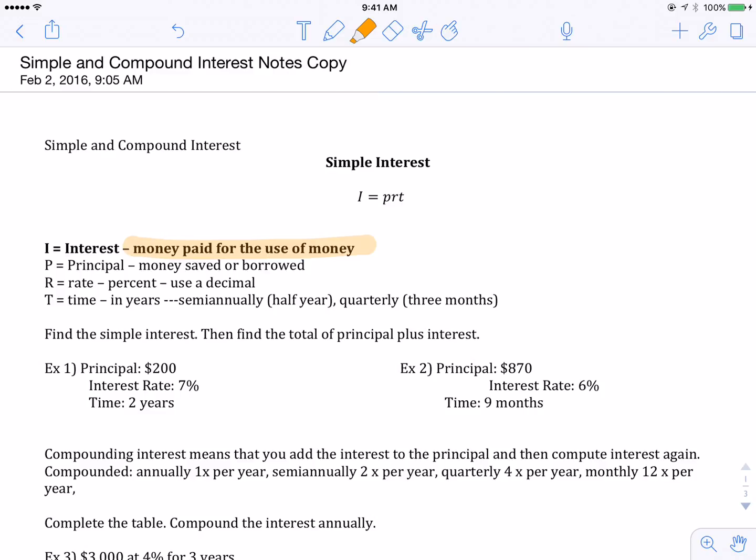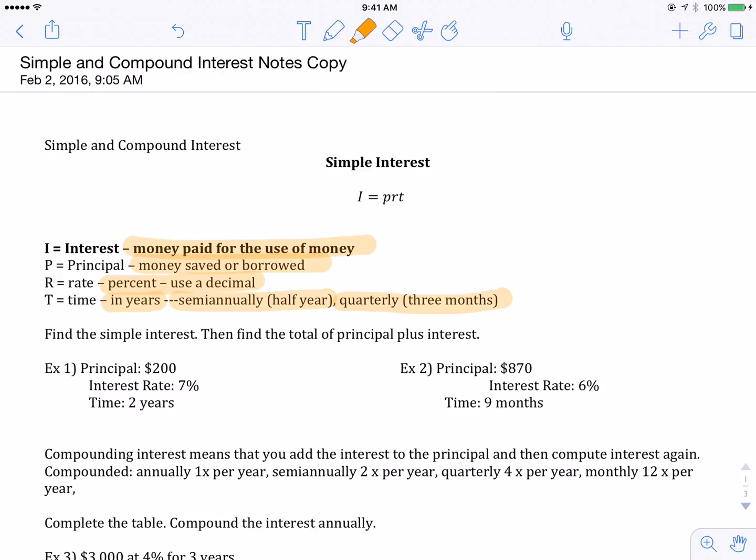There are certain words that you need to know, and they are listed here in our notes. Principal is money saved or borrowed. Rate is the percent, and we always want to use that as a decimal. And then time is talked about in years. Could be 2 years, could be 5 years, could be 1 year, could be semi-annually, which is half a year, which would be 0.5. Quarterly is 3 months, which would be 0.25, and so on. If you have 4.5 years, you're going to use 4.5.